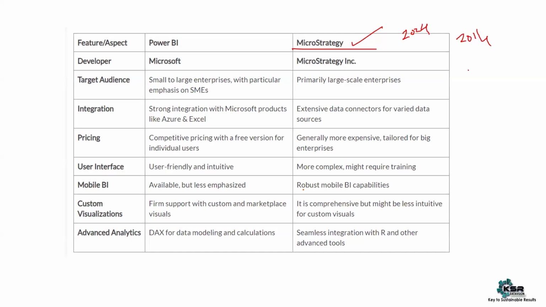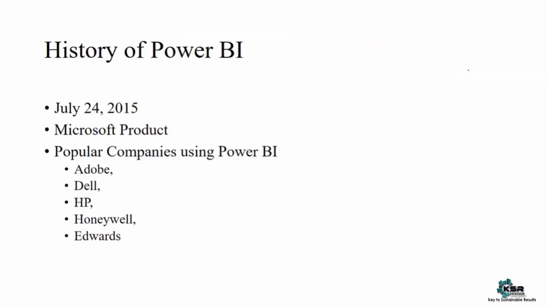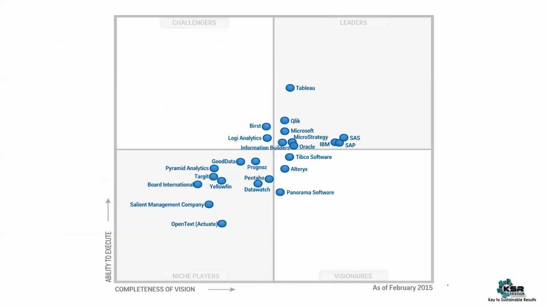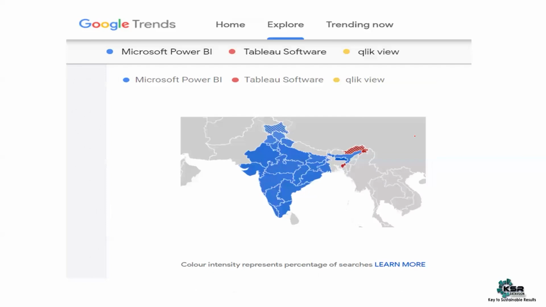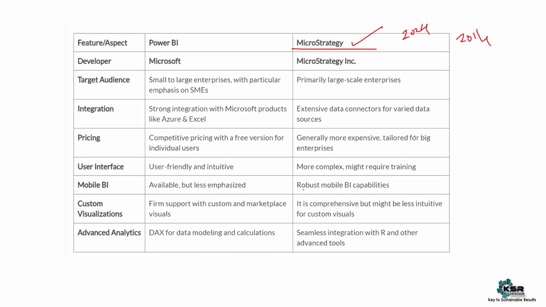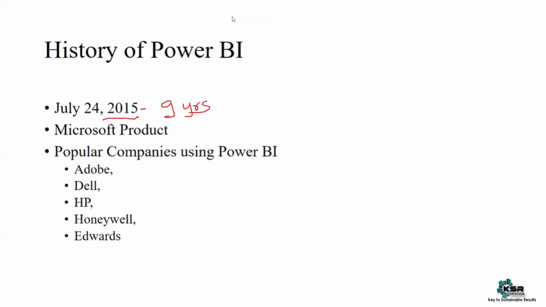Going further, as we have seen a few comparisons, we will see what the exact history of Power BI is. It was introduced in 2015. It is only 9 years old. Somewhere in the background, I've shown you that in 2015, when Power BI was introduced, this Microsoft product was way below Tableau and QlikView as well. But within 7 to 8 years, it has completely dominated the market of business intelligence.